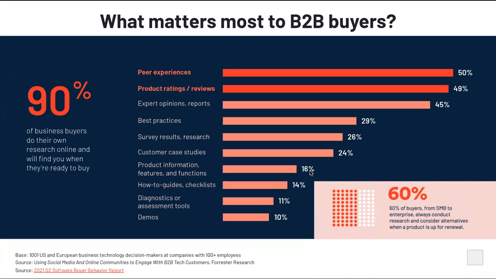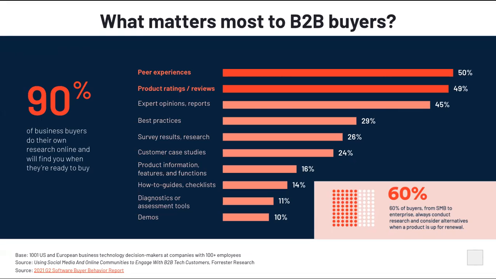What matters most to B2B buyers is that research shows B2B buyers are doing their own research online. When they're looking for a solution, they're actively finding brands that answer their questions, their solutions and challenges, and then they're reaching out when they're ready. And what are they looking for? This data really shows that peer experiences and product ratings and reviews are at the top of the list. And those trends really go beyond the purchase of a new product or solution.